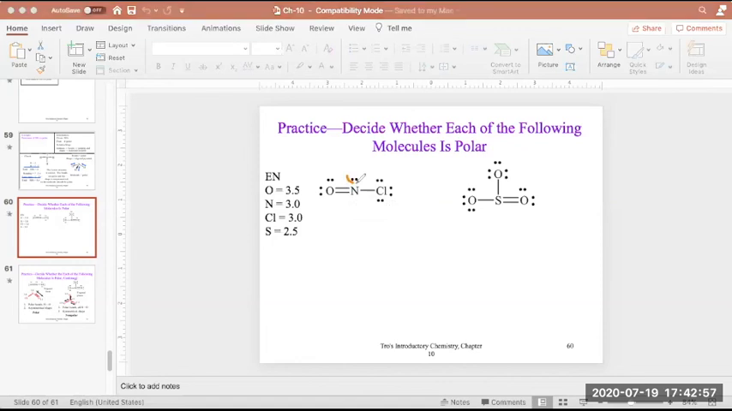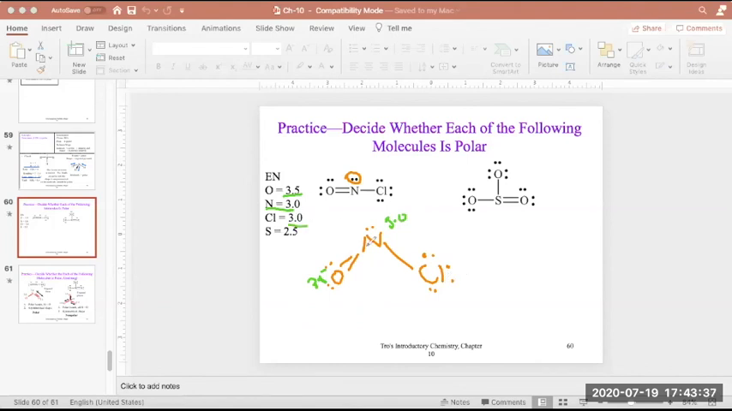So the time I see the lone pair on the central atom, I know the structure will be a bent structure, right? This is the bent structure, and you have a lone pair on the top. So now the first thing is to figure out whether the bonds are polar or not. So how would you do that? Nitrogen has an electronegativity of 3.0. Oxygen has 3.5. So what's the difference?